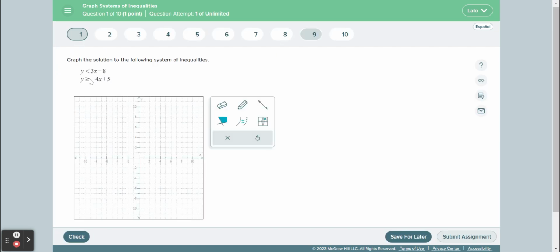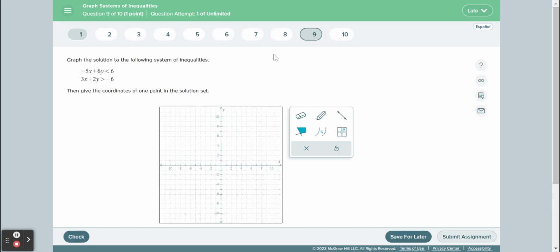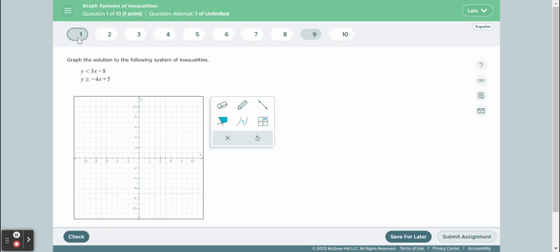The first 8 problems are problems like these where they're both already solved. Eventually you'll get some problems like number 9 and 10 where you do have to do some solving on your own. So let's go back to the ones that are solved. I want you to see the process that you would go through for these.